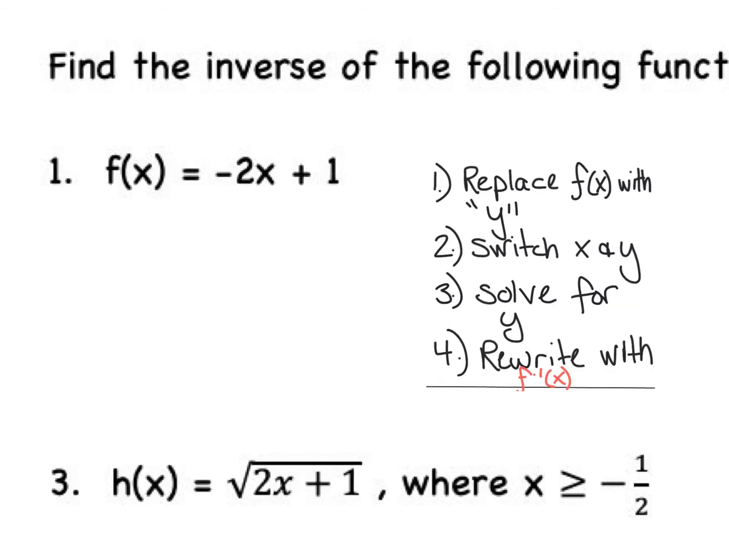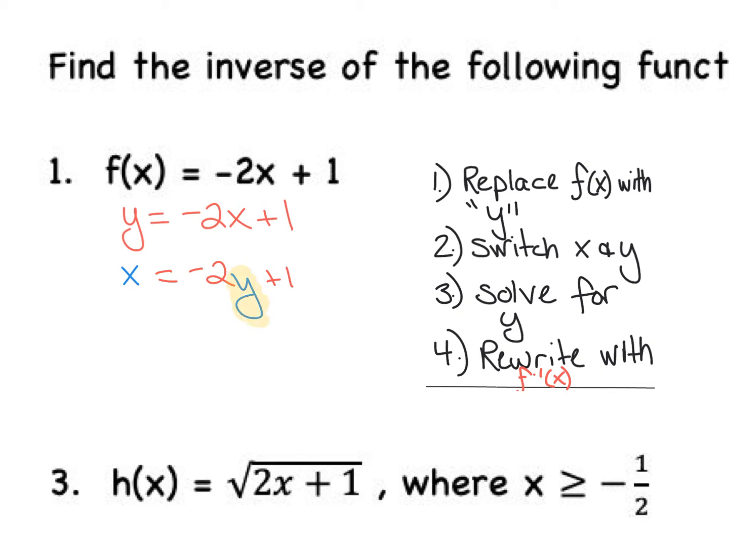All right, so let's do this. Let's find the inverse of the following functions. So I see I have a linear one. So first I'm going to replace my f of x equals with just a y. Next, I'm going to switch my x and my y. So it's going to be x equals -2y plus 1. Okay, and now what I need to do is solve this new equation for y.